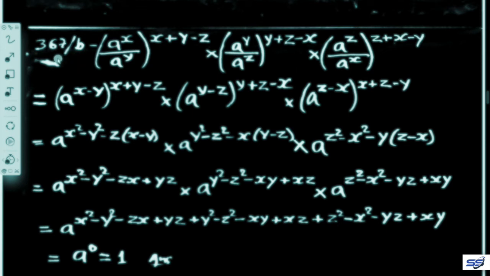Now problem number 367 upon B, given here a to the power x upon a to the power y whole power x plus y minus z into a to the power y upon a to the power z whole to the power y plus z minus x into a to the power z upon a to the power x whole to the power z plus x minus y.